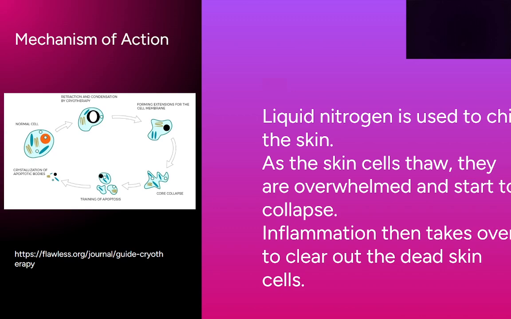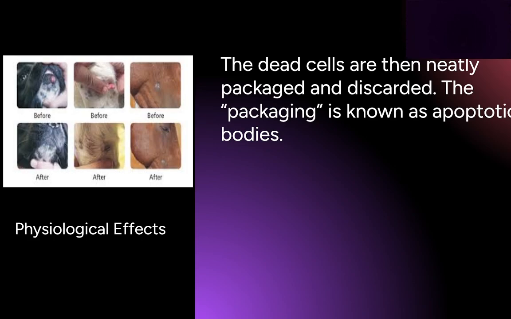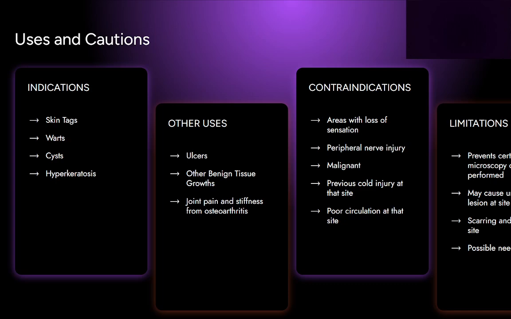As the skin cells thaw out, they're kind of overwhelmed, start to collapse and die. After that, inflammation will then take over to clear out the dead skin cells. The dead skin cells are then neatly packaged and discarded, and these are known as apoptotic bodies. As you see here on the left, here are some results from cryotherapy of these skin lesions. As we can see, this may be an effective modality for a lot of benign skin lesions.